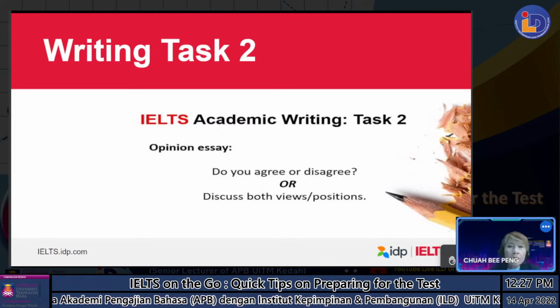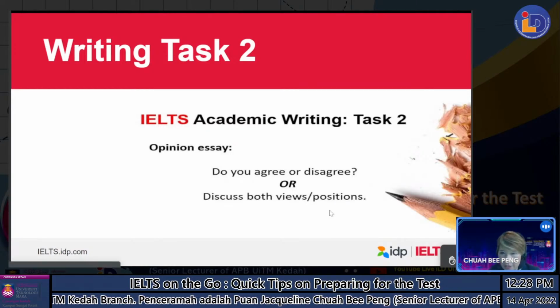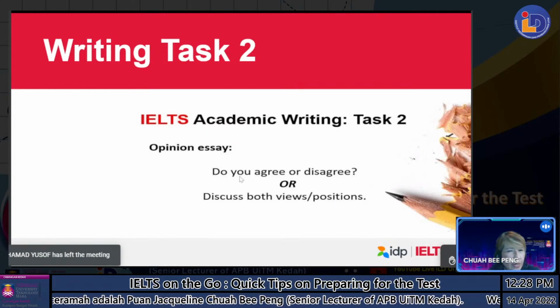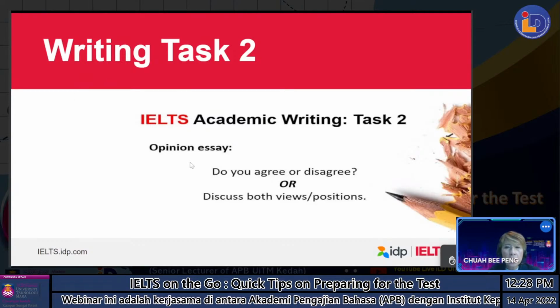Right, writing task 2, you may come across an opinion essay like, do you agree or disagree? Or discuss both views and positions and give your opinion sometimes. So you have to address, and you have to actually read very carefully. Do not rely on just one sample essay that you have come across and say, oh, all of the topics will be the same. No, they change. Sometimes they give you this option: do you agree or disagree? So here, which do you think is the easiest way? 100% or 50% or 70-30?